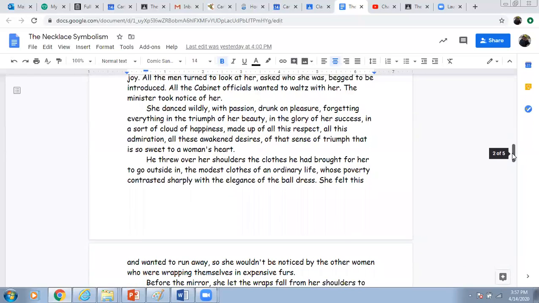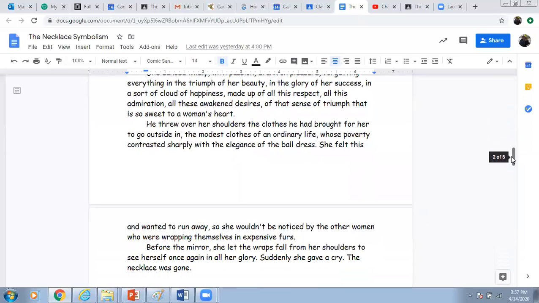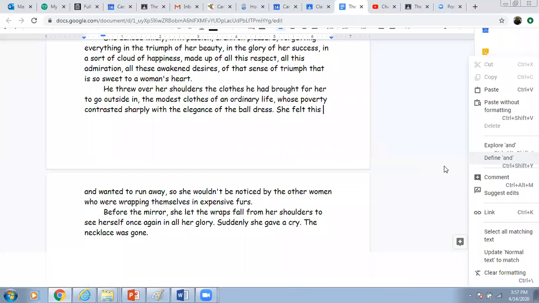He threw over her shoulders the clothes he had brought for her to go outside in, the modest clothes of an ordinary life, whose poverty contrasted sharply with the elegance of the ball dress. She felt this and wanted to run away so she wouldn't be noticed by other women who were wrapping themselves in expensive furs. Before the mirror, she let the wraps fall from her shoulders to see herself once again in all of her glory. Suddenly she gave a cry. The necklace was gone.